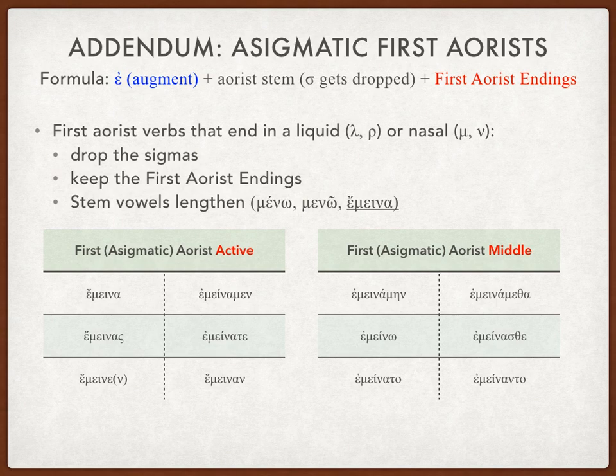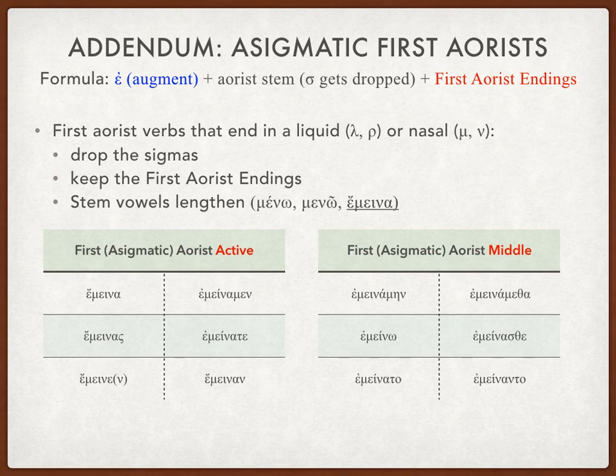So in the active voice, to say I waited, I'd say emeina. You waited, emeinas. He waited, emeine, or emeinen. We waited, emeinamen, again still amen. Y'all waited, emeinate, and they waited, emeinan, sorry, emeinon.